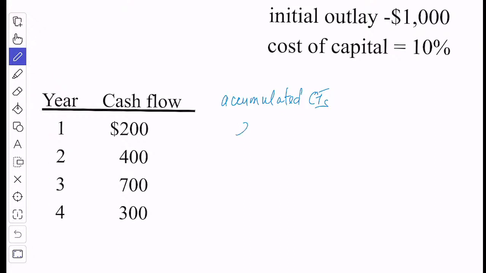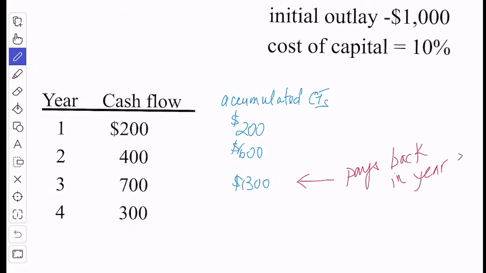Okay, so this would be 200 after the first year, then 600 after the second year, so it's still not enough, and then 1,300 after the third year. So it's in the third year that it pays back, right? Because it'll pass the 1,000.